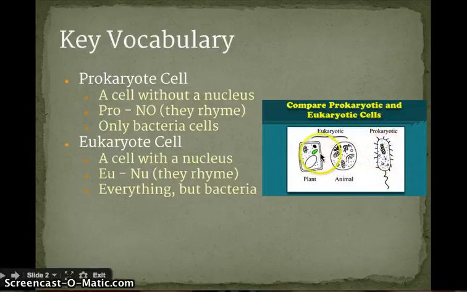These two have a nucleus. It's actually this black dot right here. It's the nucleus. So pro, no, eu, nu. They kind of rhyme, so that's the way you can remember it. Pro, no nucleus; eu, nucleus. Only bacteria are prokaryotic cells, and everything but bacteria are eukaryotic cells. We'll talk more about that later. So you need: prokaryote, no nucleus; eukaryote, nucleus.